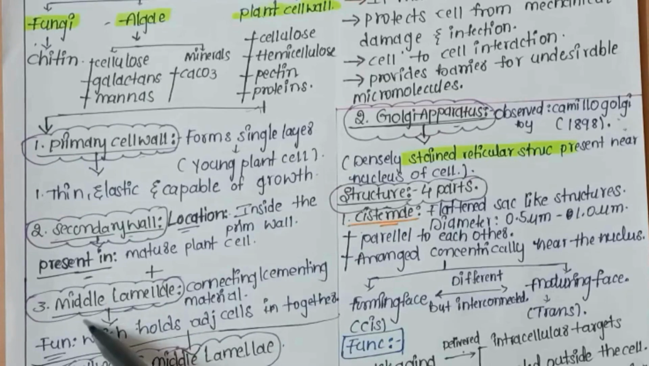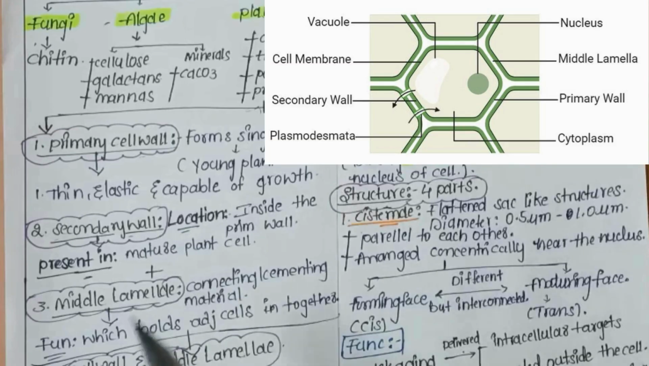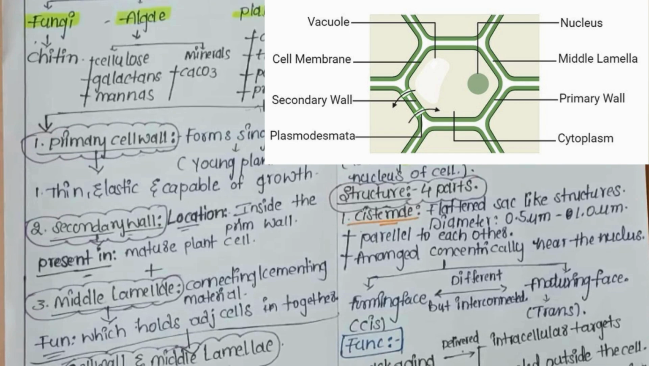Coming to the middle lamella, it is the connecting material which holds the adjacent cells together, as you can see in the picture. Here, the cell wall and middle lamella are traversed by plasmodesmata, which extend or pass across the cell wall and middle lamella and connect the cytoplasm of neighboring cells, and this allows transport of water, nutrients and provides cell to cell communication between the plant tissues.